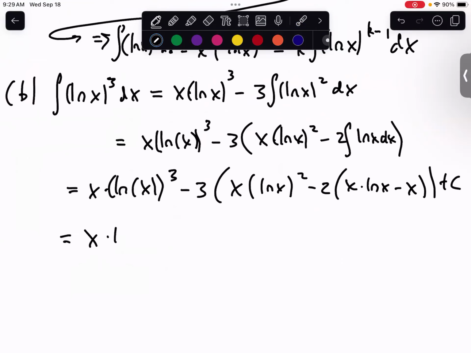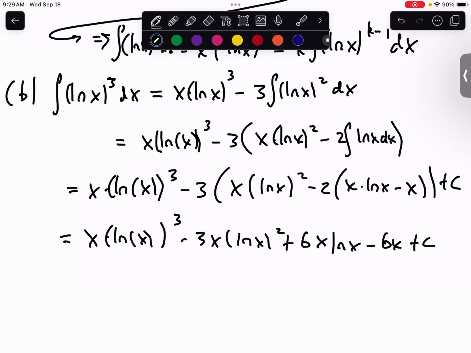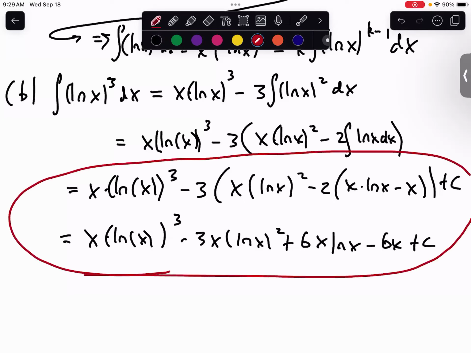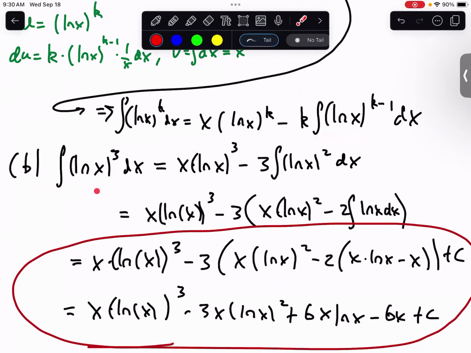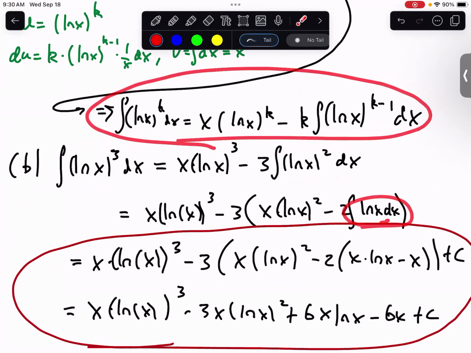So if you want to expand this out, you should end up getting the following. So it's x times the natural log of x to the third power minus 3x times the natural log of x squared plus 6x times the natural log of x, and then minus 6x plus c. You can leave it in either form. I don't really care. It's just a matter of applying this formula over and over again, right? So I'm just making substitutions. I substitute in k is equal to 3 into this formula, and then you do it for natural log of x squared, and then you do natural log of x where k is equal to 1.